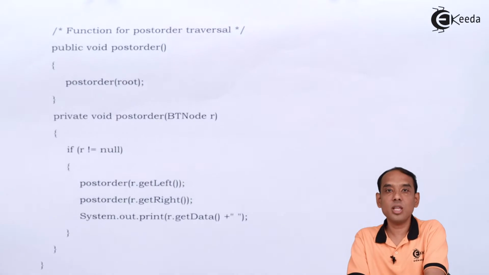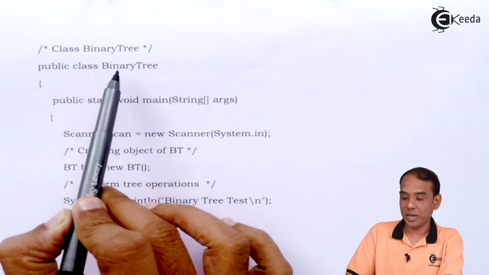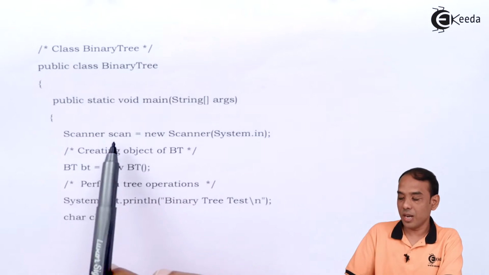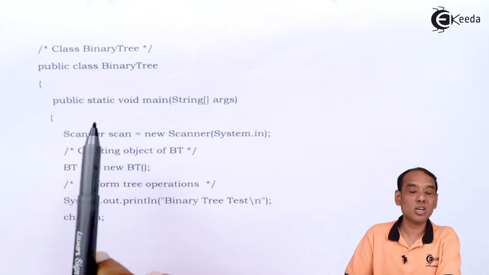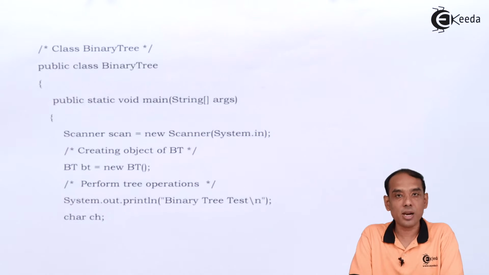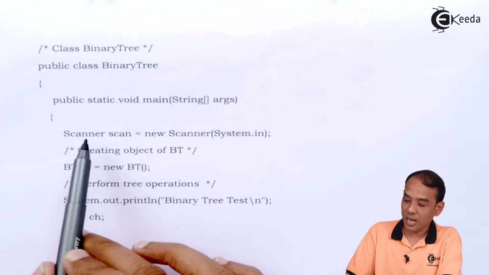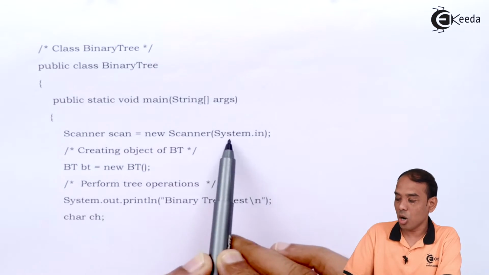Now let us begin with the main function. I defined a class called binary tree. Inside main, I have taken the variable called scan. Now this is not the exact variable. We are going to create the object of the scanner class. You must remember, we are going to create the object of the scanner class so that we can take the value from the user. Hence I write down scanner scan equal to new scanner system.in.